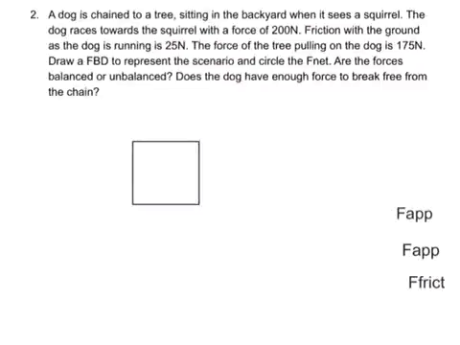This problem says a dog is chained to a tree sitting in the backyard when it sees a squirrel. The dog races towards the squirrel with a force of 200 newtons. Since the problem doesn't give you a specific direction as far as left or right, you can go ahead and choose. In this case, I'm going to go ahead and draw this one to the right.